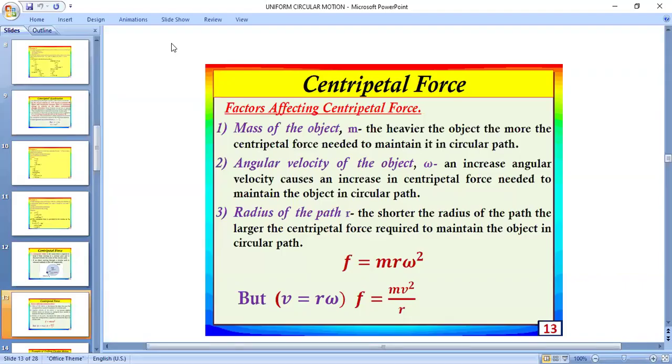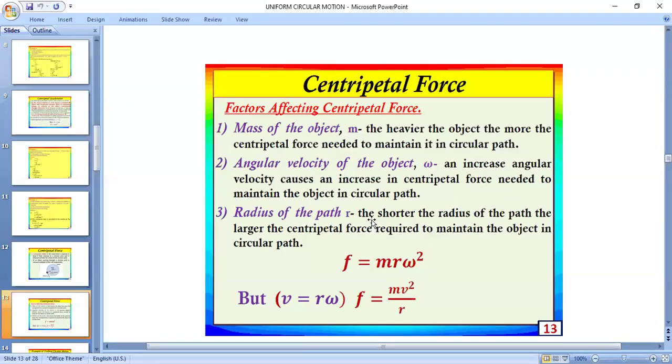Factor number 3 is radius of the path. So for mass, we've said increase in mass results in increase in centripetal force needed. Increase in angular velocity results in increase in centripetal force needed. And when it comes to radius, it is the opposite. Increase in radius leads to decrease in centripetal force required, and vice versa.